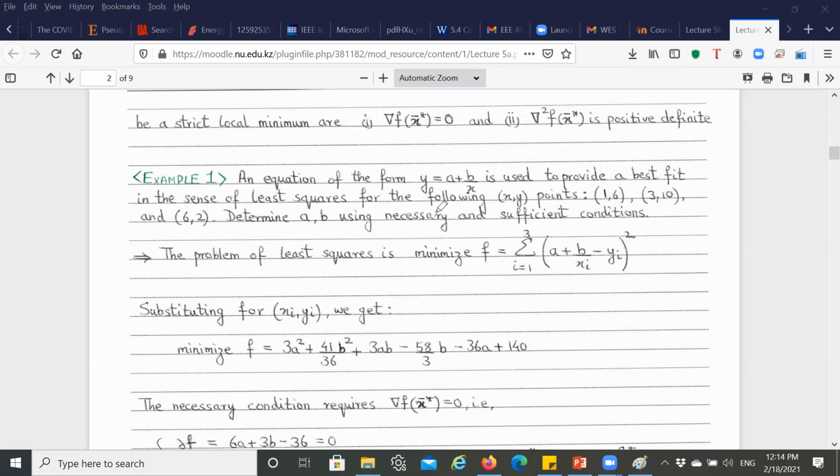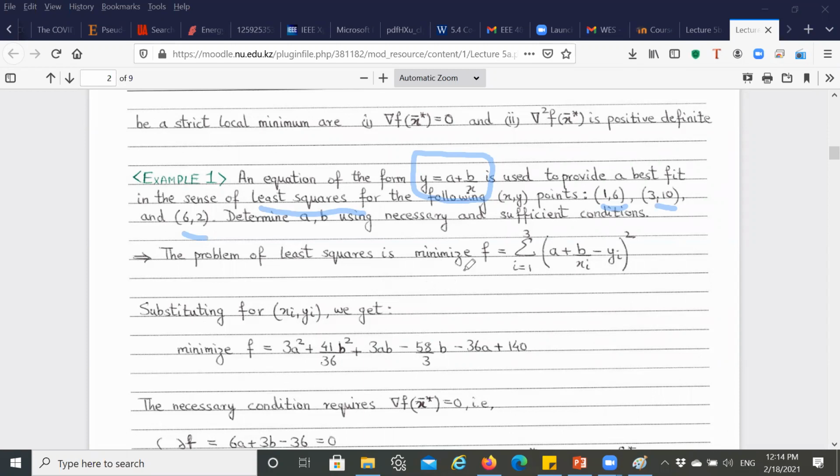For those of you who have taken courses on, I don't know, machine learning or pattern recognition, you should know what least squares is. So finding the least squares fit of a function. We are given a function, y is equal to a plus b divided by x, okay? And we want to find the best fit for this, and we're given 3 points: (1, 6), (3, 10), and (6, 2). So we want to see what values of a and b would be the best, the least square fit.